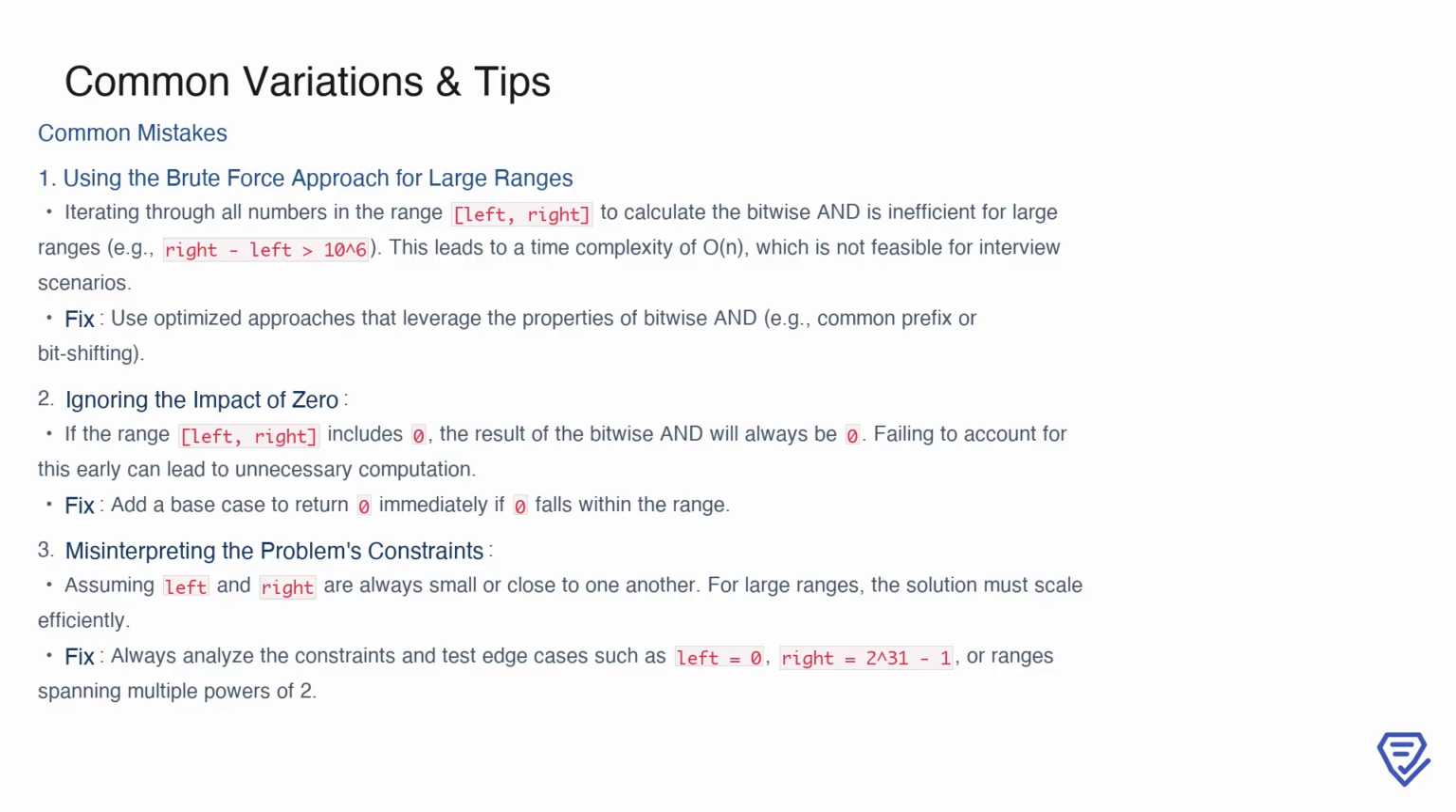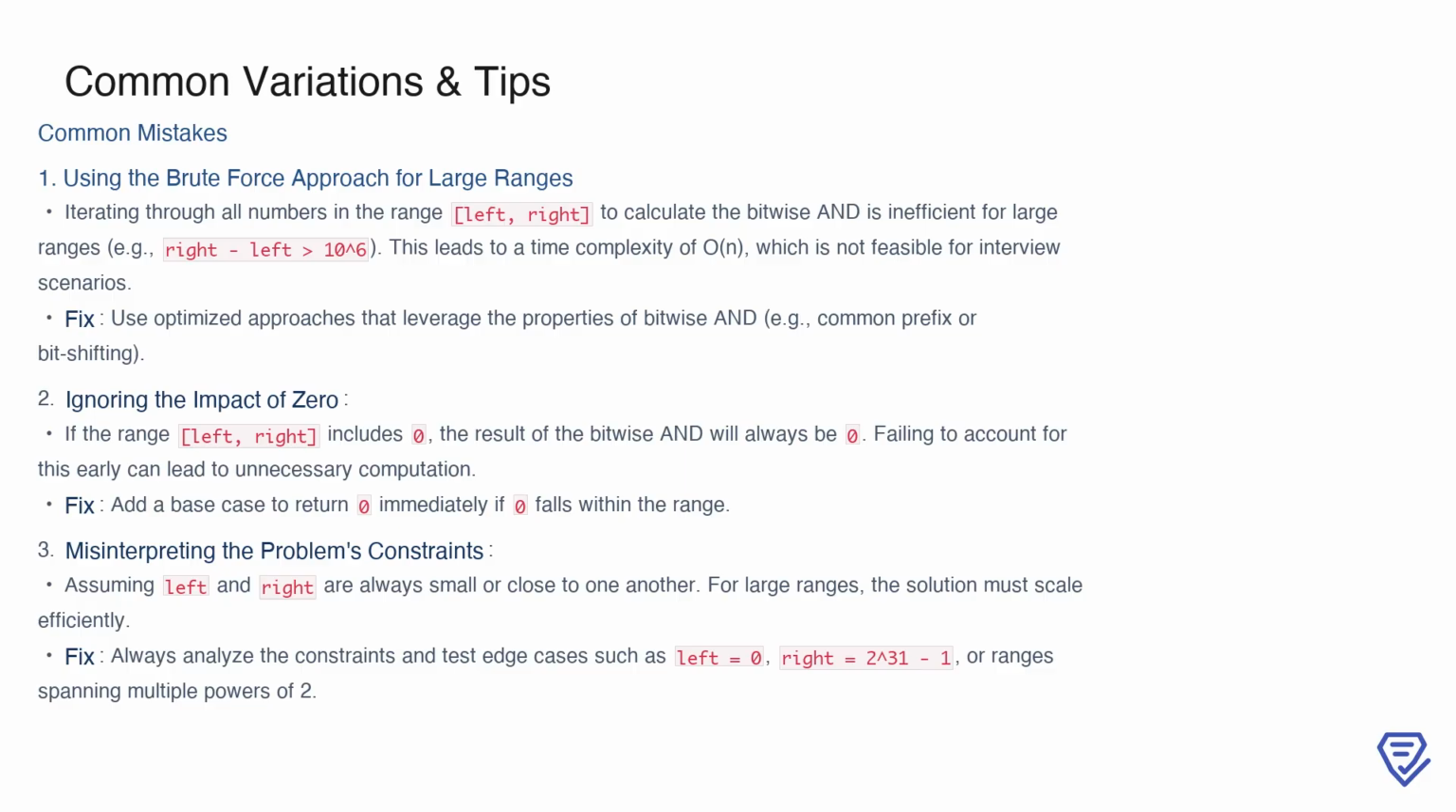reduce the complexity. Another frequent oversight is ignoring the impact of 0 in the range. If the range includes 0, the result is guaranteed to be 0, and failing to recognize this can lead to unnecessary computations. Adding a simple base case to handle such scenarios can save a lot of time.